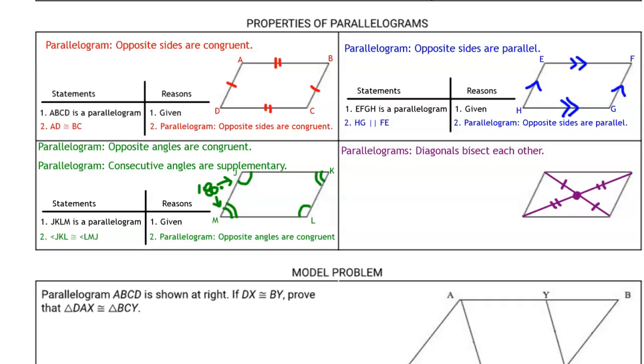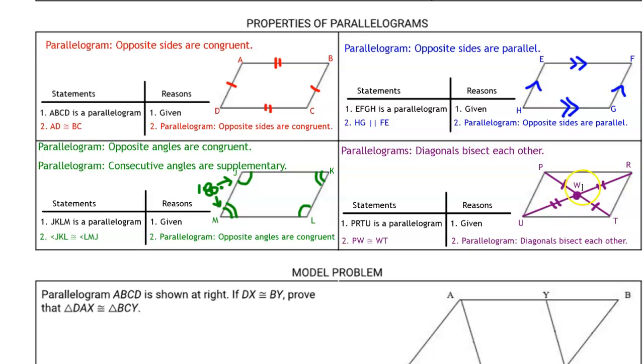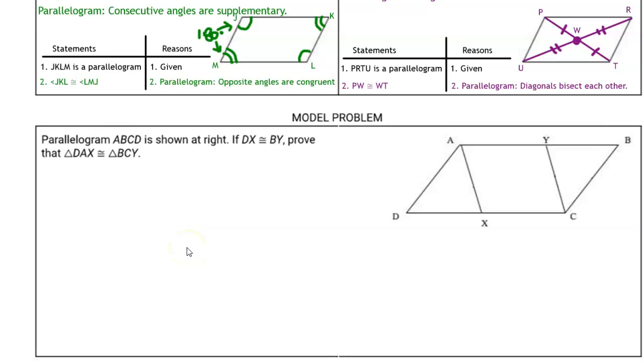And last but not least, here's the final example for a proof. In this example, we have parallelogram PRTU, and those diagonals intersect at point W. If we're told that PRTU is a parallelogram, then we can say that any of those diagonal pieces are going to be congruent to each other. For example, PW and WT are congruent because in a parallelogram, diagonals bisect each other. These four are examples of what you might be able to use in a proof. Now let's take a look at the model problem.